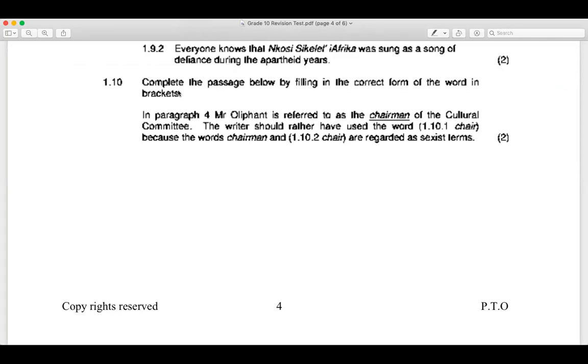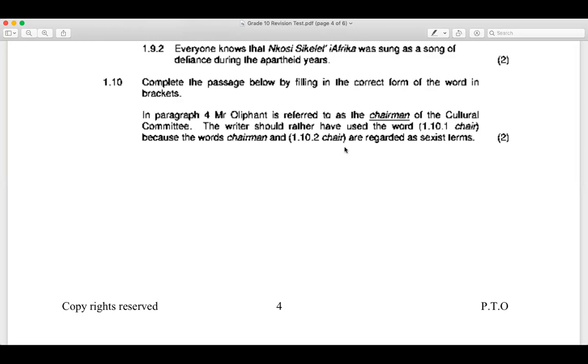Complete the passage below by filling in the correct form of the word in brackets. I know in Afrikaans we say tussen hakies, right? In paragraph 4, Mr. Oliphant is referred to as the chairman of the cultural committee. The writer should have rather used the word chair. 1.10.1 chair, because the words chairman and chair are regarded as sexist terms.